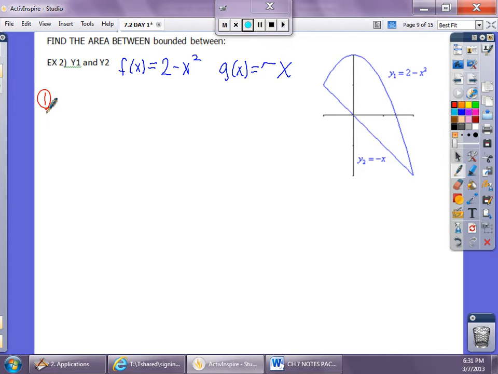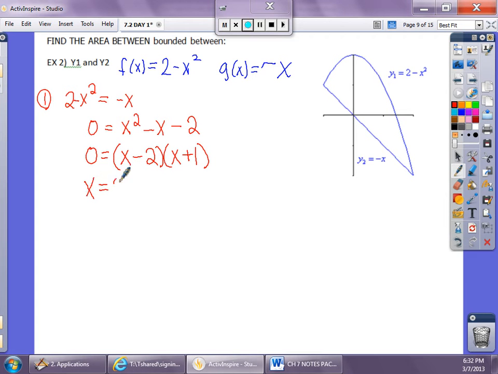The first thing is I've got to find where they intersect. So take the functions, set them equal to each other. This is going to be a quadratic, so I'm going to set the equation equal to 0, and then I'm going to factor. The factors would be negative 2 and positive 1.